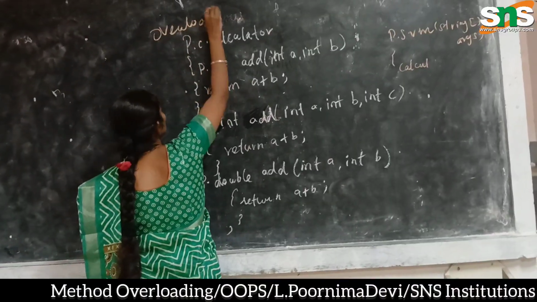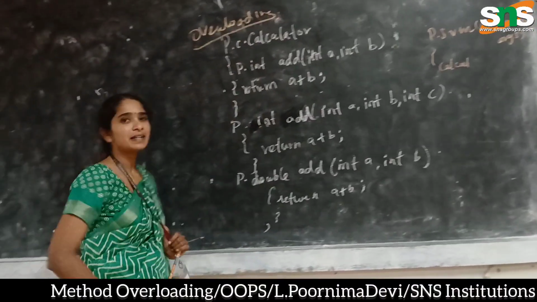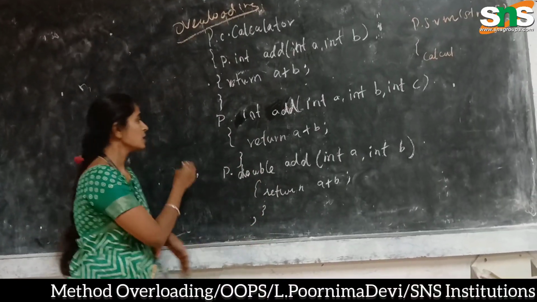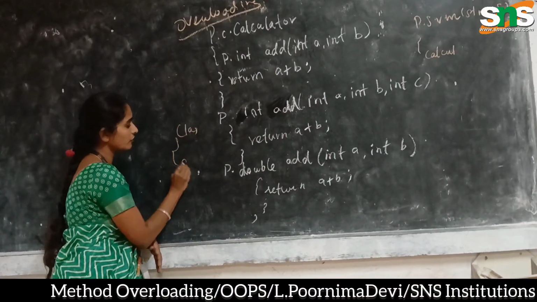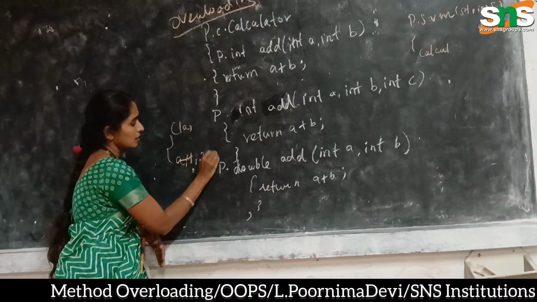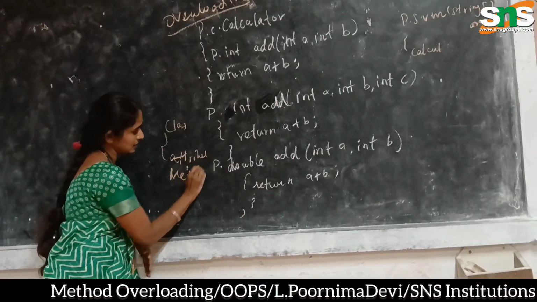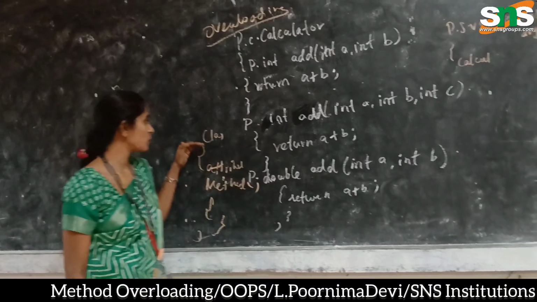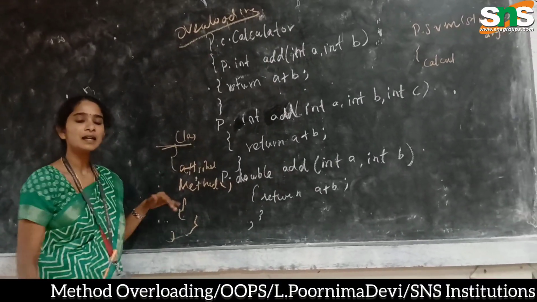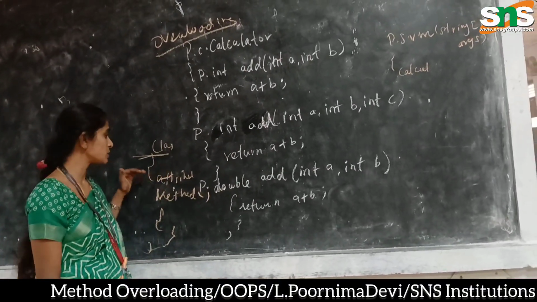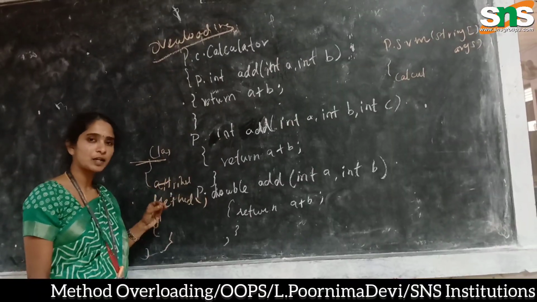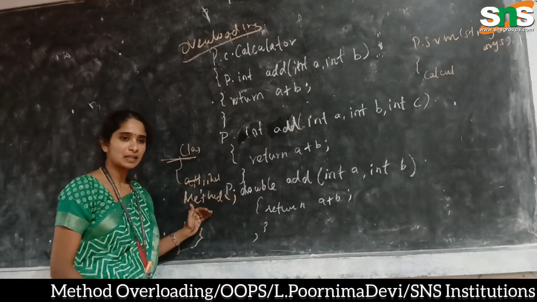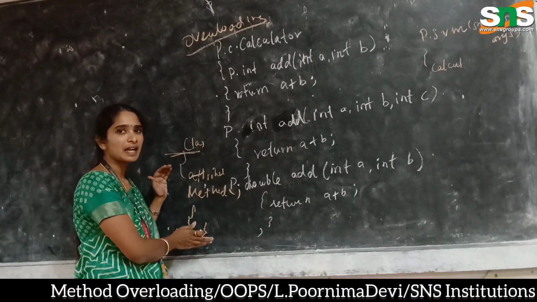Method overloading means, so we have already defined methods inside the class. This is the class structure. In this class, I define attributes and methods. This is the structure for creating a class: the class name, which was already defined in the last classes, and the attributes. Based on the class, I define the attributes and the methods.